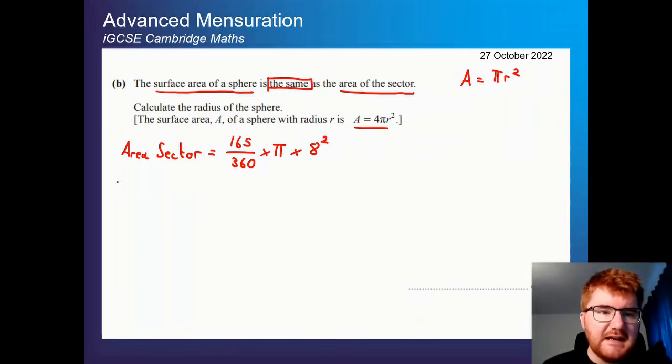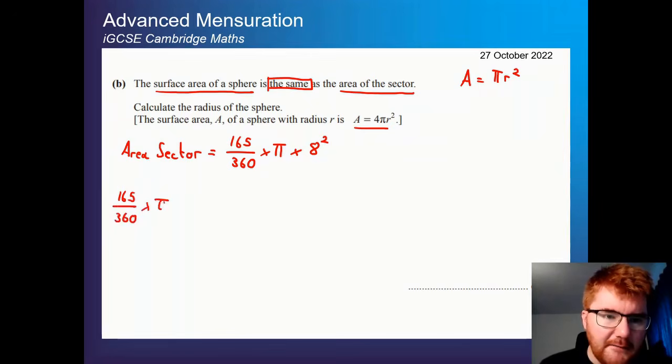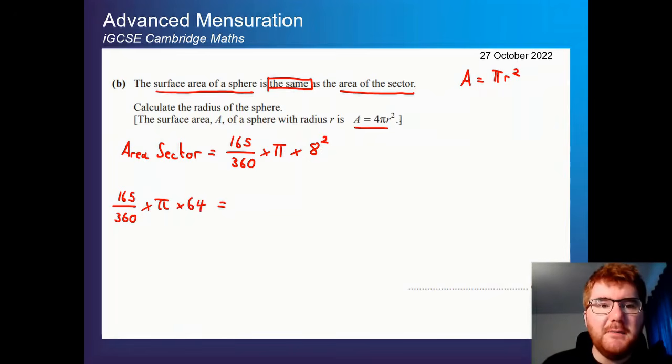So in this case, what we've just worked out, 165 over 360 times pi. Now, as I go along, I do like to simplify. 8 squared here is 64. And that's equal to this formula here for the surface area of a sphere. So that's going to be 4 pi r squared.